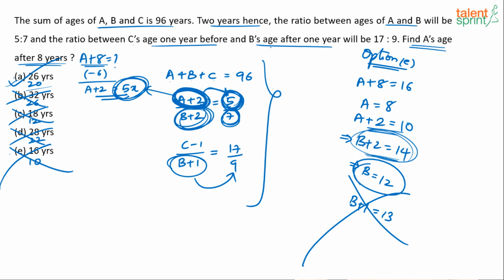You're getting it? I know what is A plus 2 from option E. From that I can evaluate what is B plus 2, since the ratio of A plus 2 and B plus 2 is given. If B plus 2 is 14, B plus 1 will be 13. But according to the ratio, another condition, B plus 1 has to be a multiple of 9. And I know that 13 is not a multiple of 9. Hence option E is wrong. Option A has to be the answer. So option A is correct.